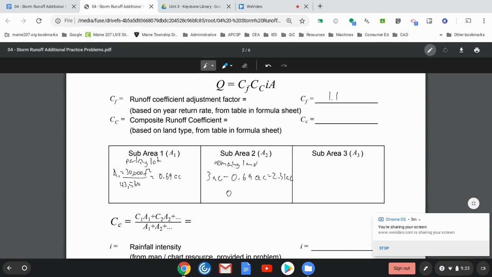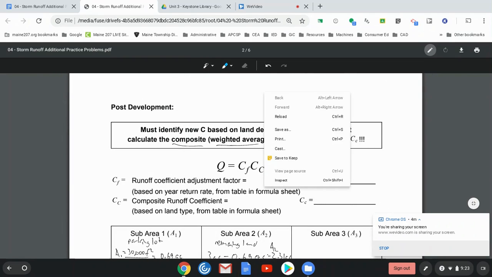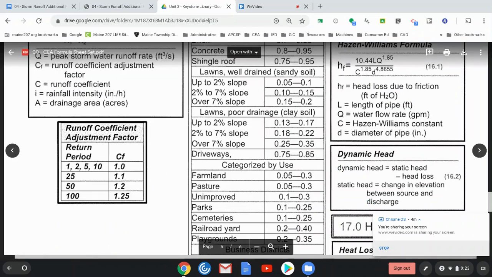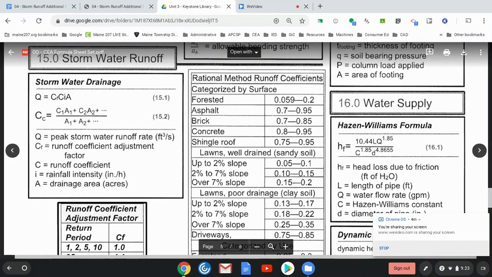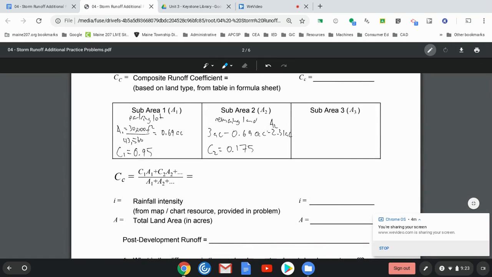And C sub 2, for A sub 2, is still 0.175. Here, we need to know that for the asphalt parking lot, its worst case scenario for post-development is 0.95. We don't have a third area, so you can just ignore that.